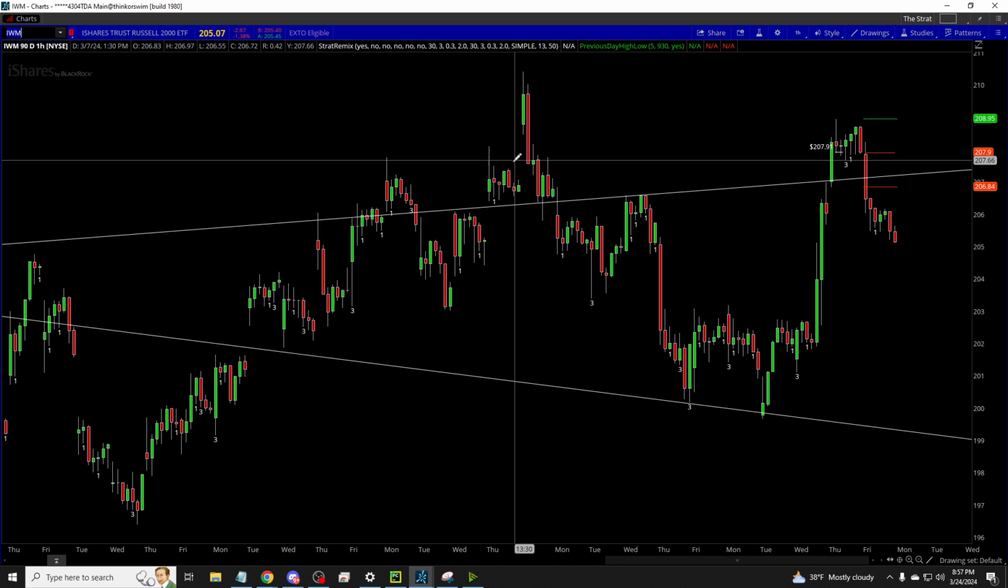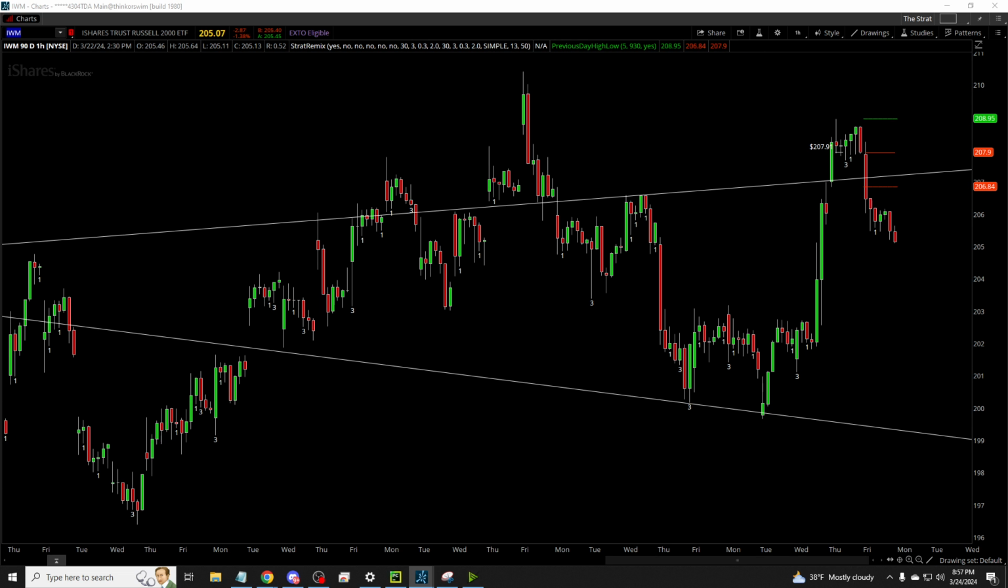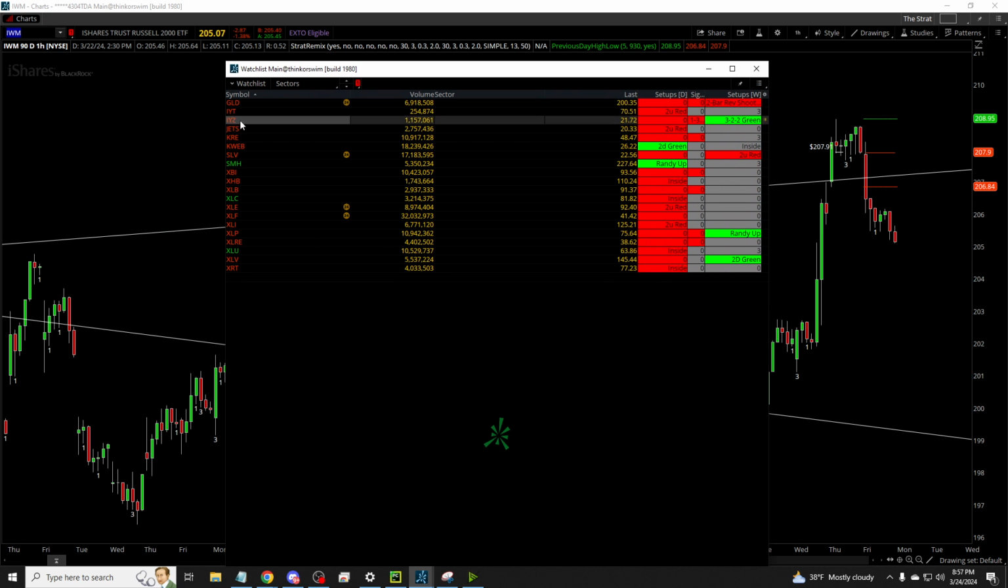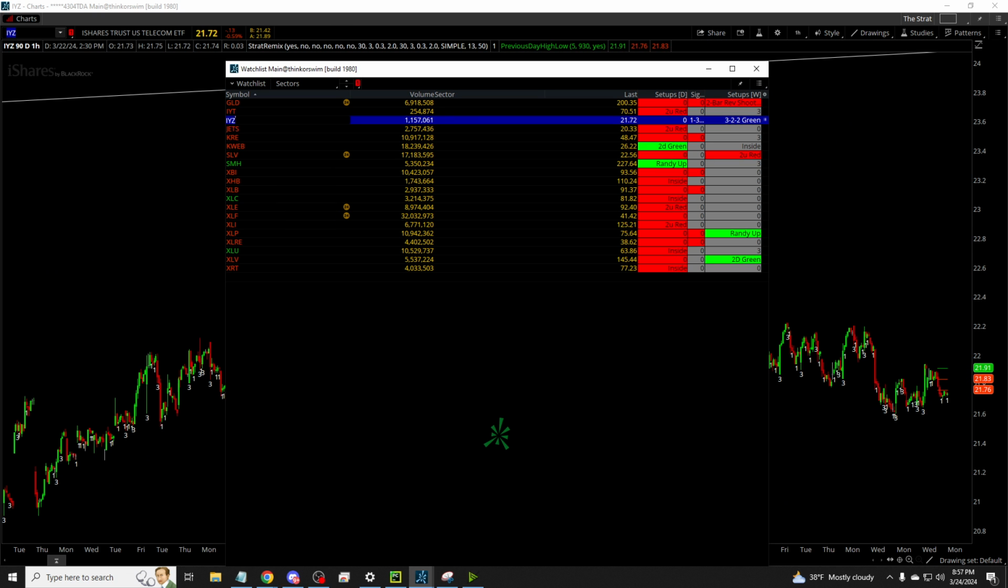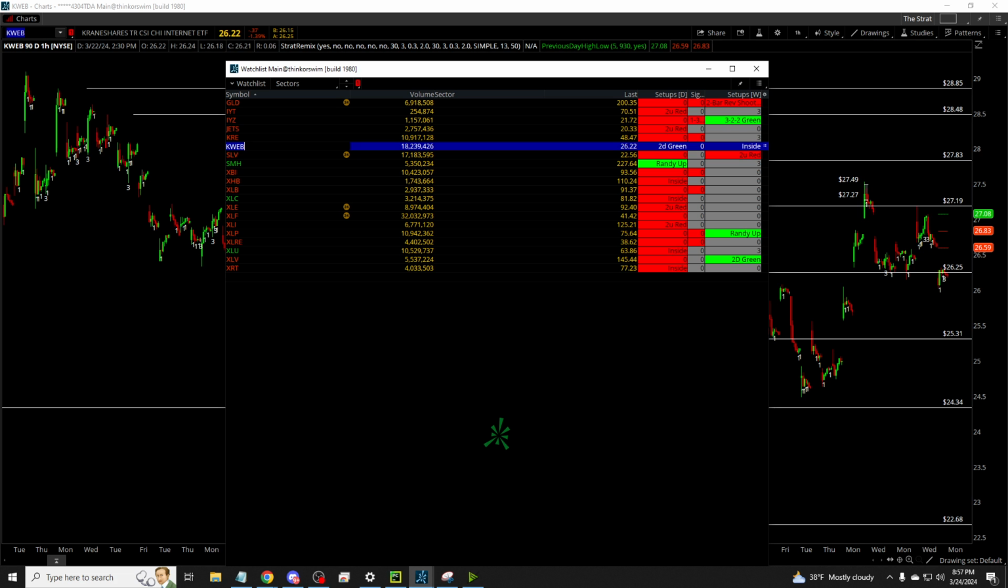What we want to do is break it down by sector. And this is where the secret is with the strat. If you can do this, you have a great time. So if we break it down by sector, you can see these are all the different sectors. We have gold, transports, communications, telecom ETF, JETS, which is the airlines. We have regional banks. We have China stocks.